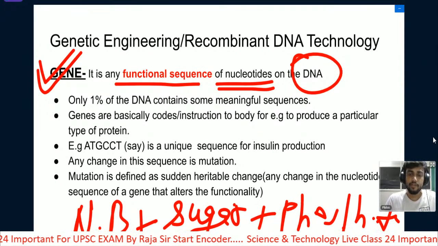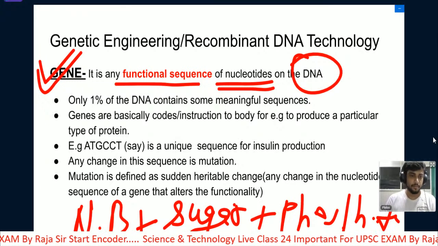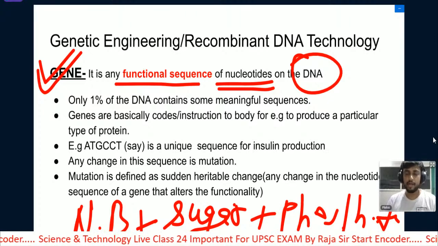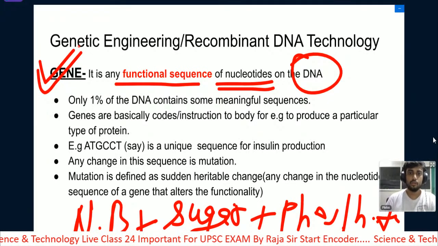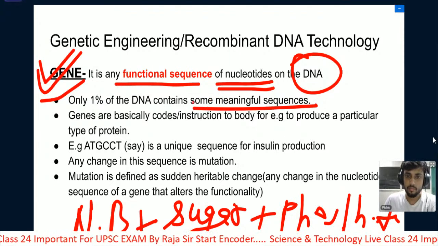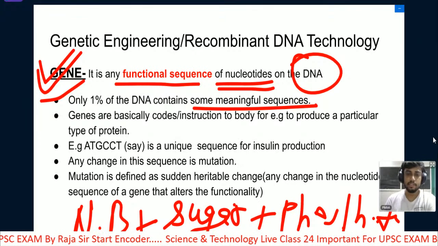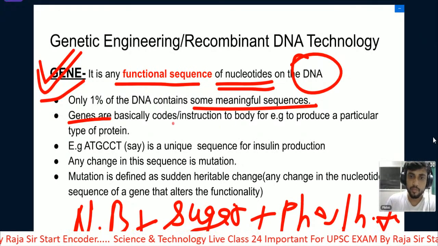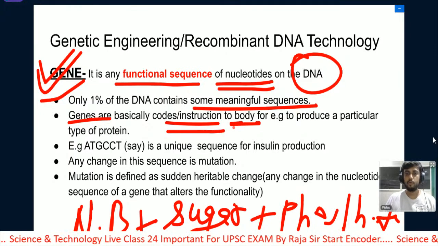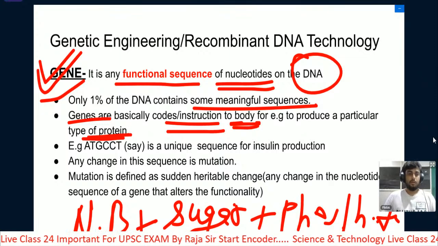And not every sequence can be functional. Only certain sequences have some meaning, and they are the functional sequences. Only 1% of the DNA contains meaningful sequences. Genes are basically codes, like computer codes. They are the instructions to the body, for example, to produce a particular type of protein.